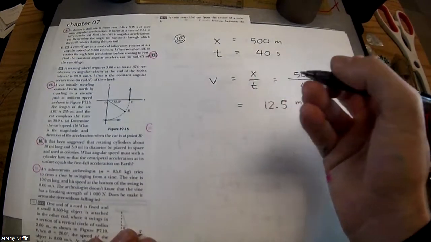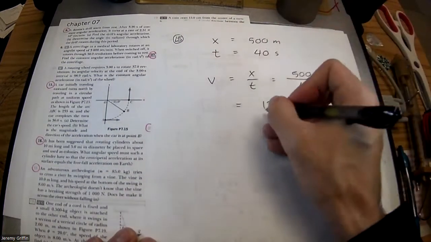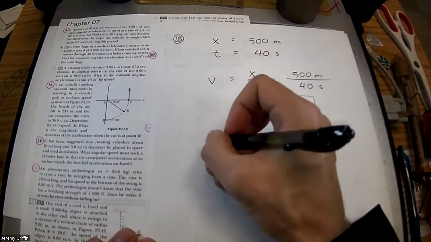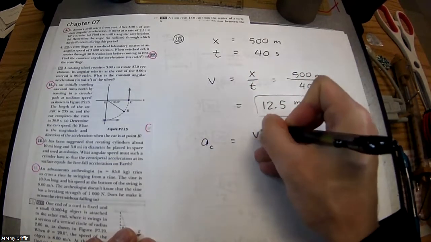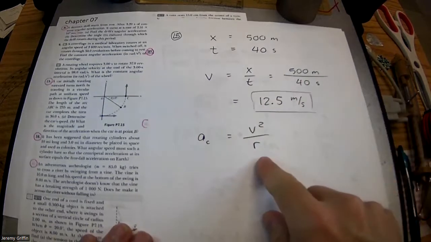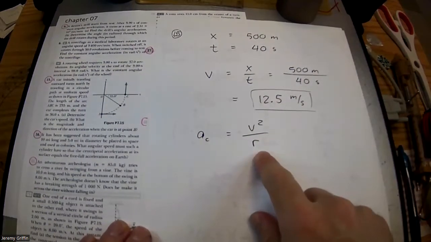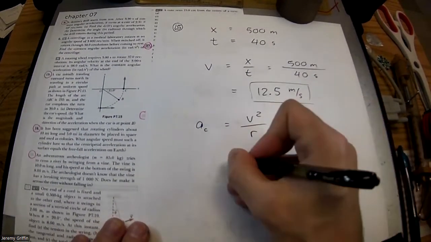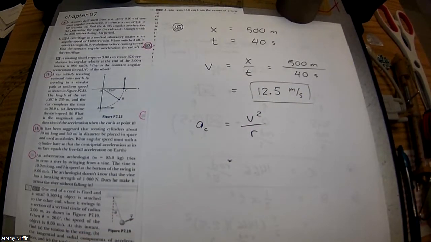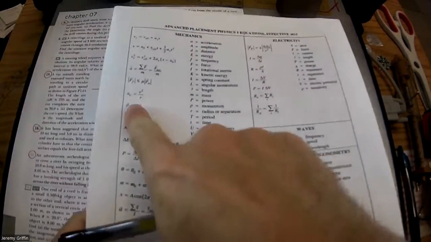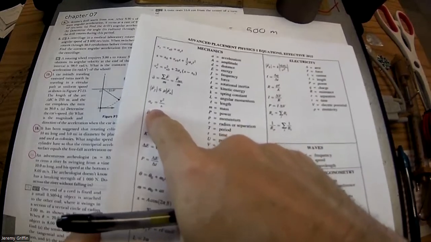And you can quantify that. Say this is part A. You can quantify the centripetal acceleration as v squared over r. Isn't that straight off your AP equations? Let me point it out to you. It's kind of near the top, right here. You guys remember that? v squared over r.